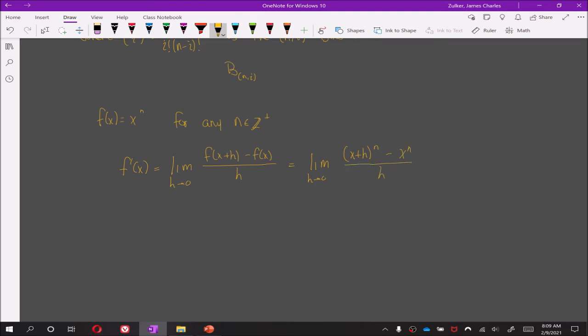this is where the binomial theorem needs to come in. So this is going to be the limit as h goes to 0 of the summation i equals 0 to n, and I'm going to write it b sub n i, x to the n minus i, h to the i, now minus x to the n, all over h.